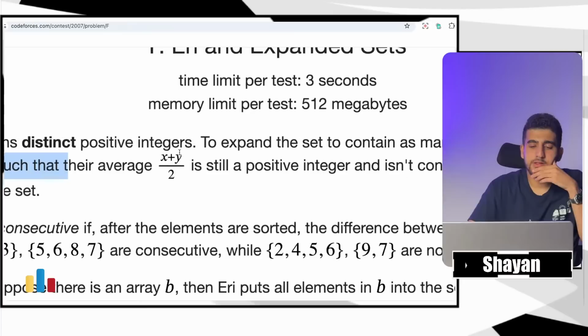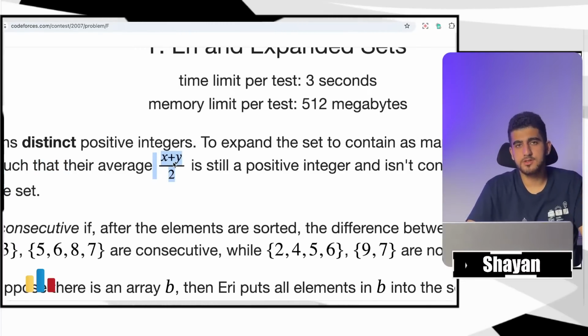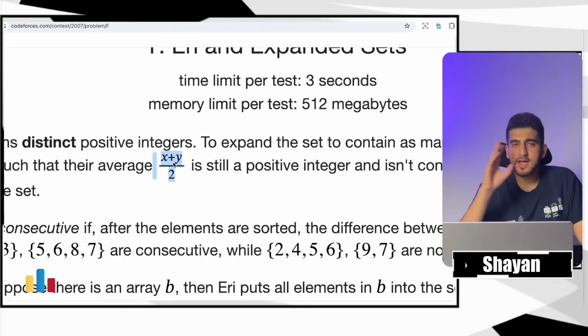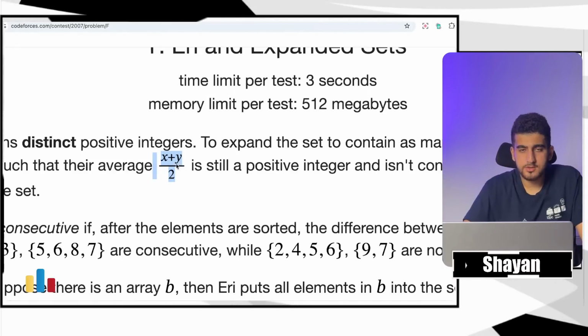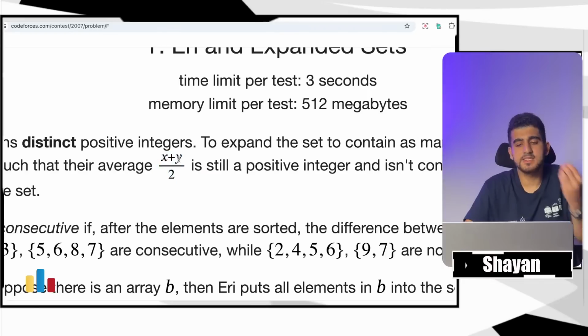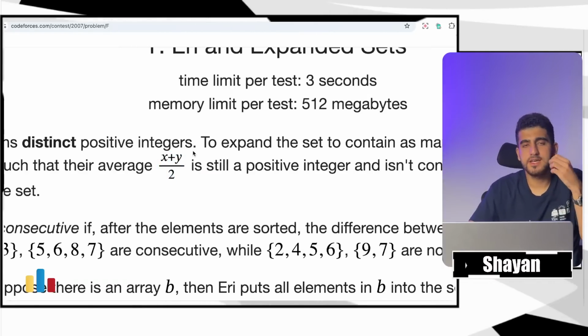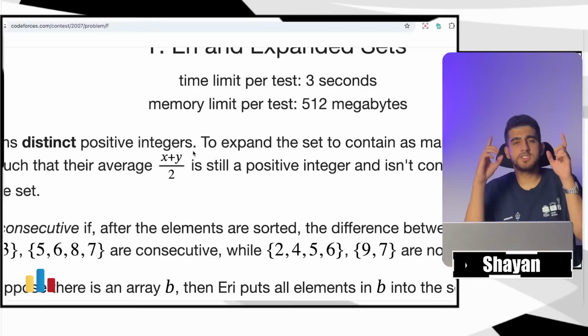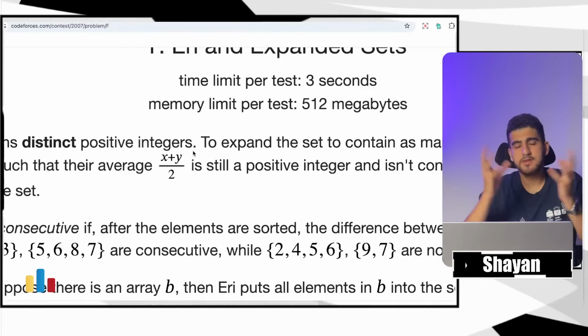Well, for (x plus y) over 2 to be a positive integer, x plus y must be an even number, which happens when x and y have the same parity. So each time we can choose two numbers with the same parity and add their average to the set.